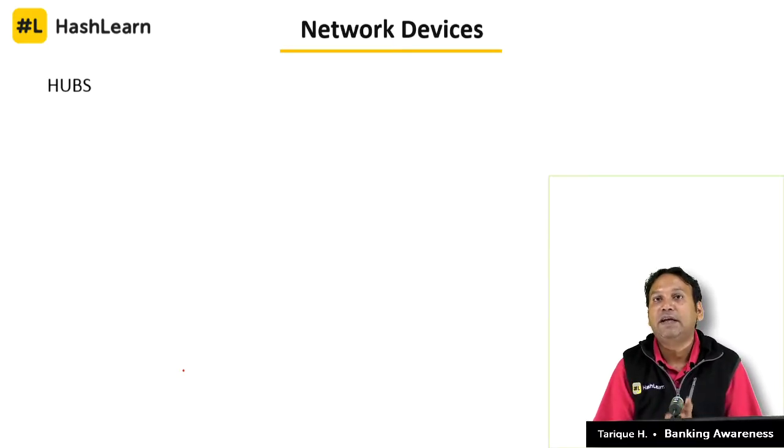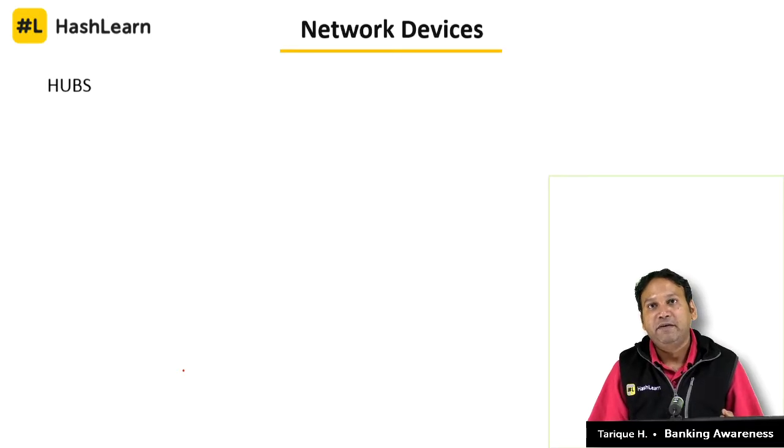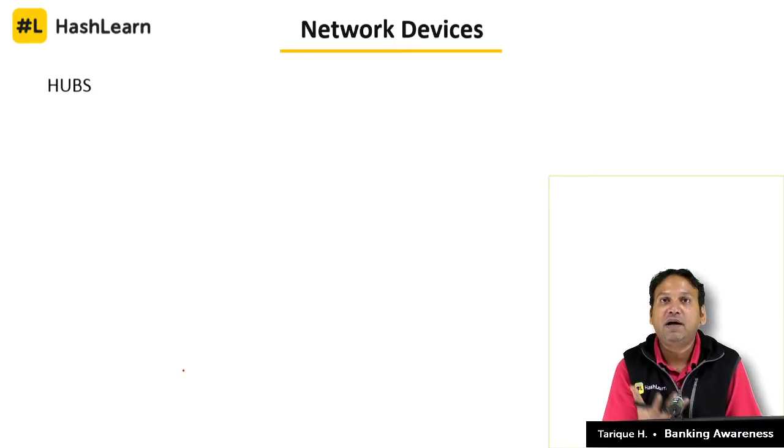Because without this we cannot have a local area network. Now we have to connect these computers to each other. How do we connect them? Right? So we use LAN cables, but even while using LAN cables, how do we connect them? We buy a hardware which is called a hub.